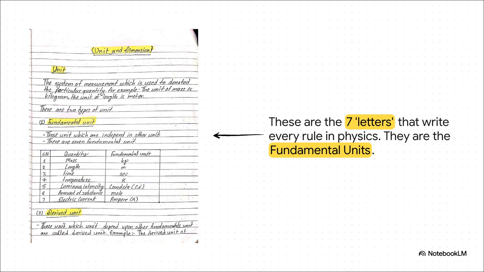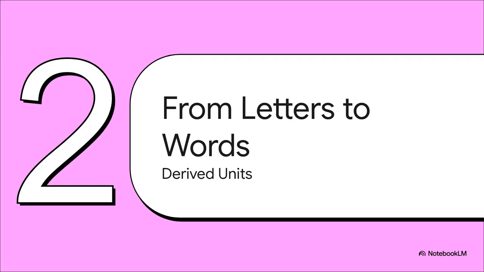We've got the meter for length, the kilogram for mass, the second for time, and a few others. And here's the really crucial part. They're all totally independent. You can't describe a kilogram using meters or a second using kelvins. They are the absolute bedrock of all measurement. Okay, so we've got our 7 letters. Now, the real fun starts.